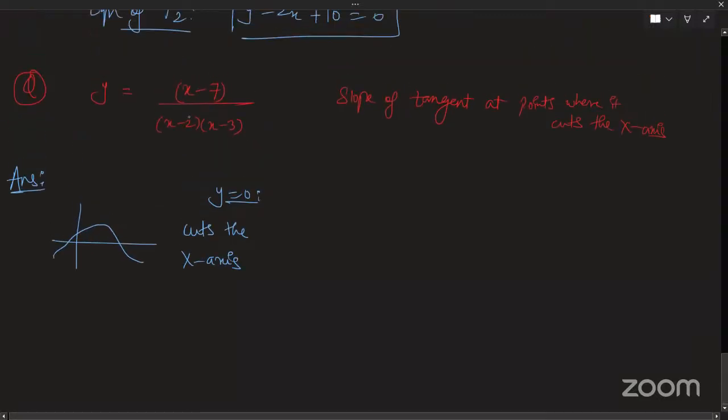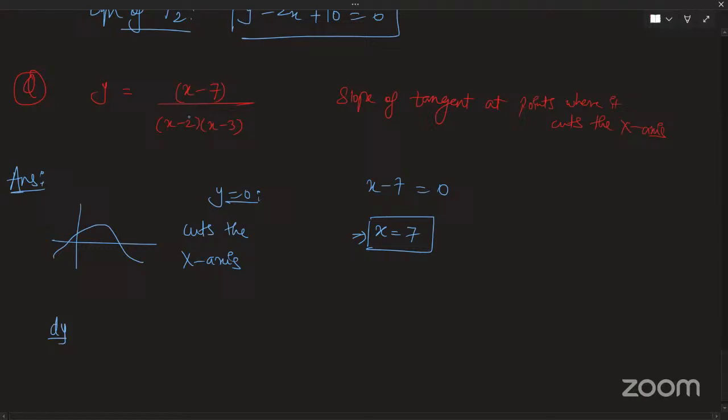So y is equal to 0. That means x minus 7 is equal to 0, right? Denominator can't be 0, obviously. If denominator is 0, this whole thing will go to not defined. So x minus 7 is 0. So the value of x I got as 7. So obviously there is only one point at which it is cutting the x-axis. X is equal to 7.